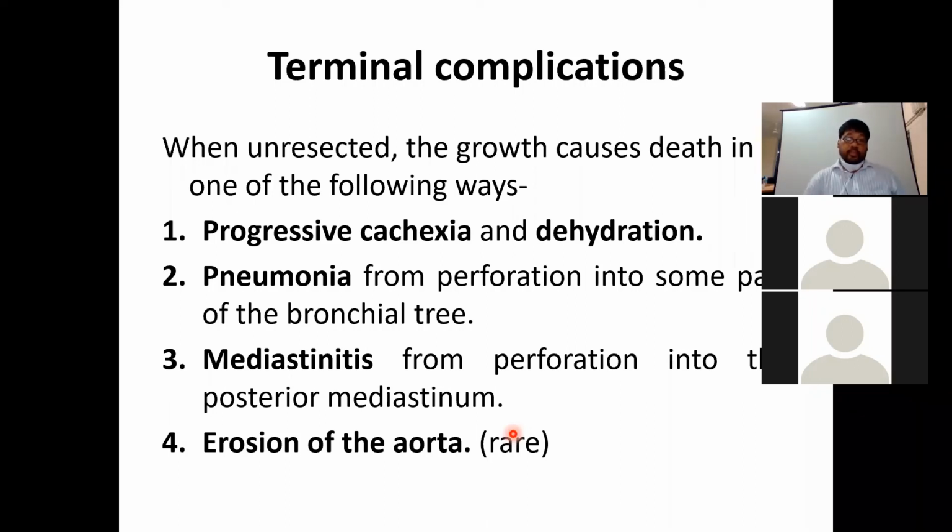unresected. So with this, we end today's lecture. Thank you.